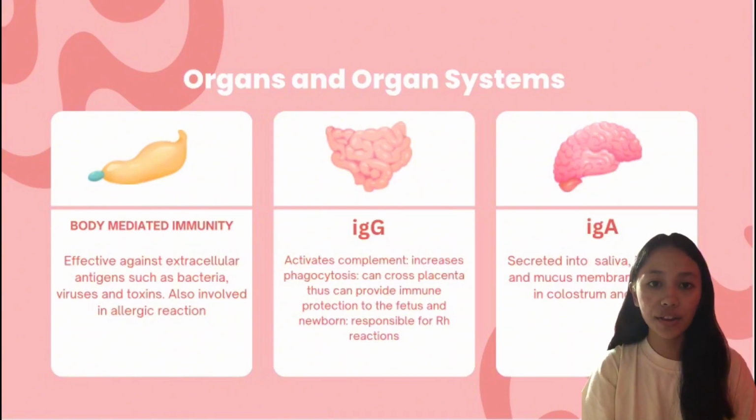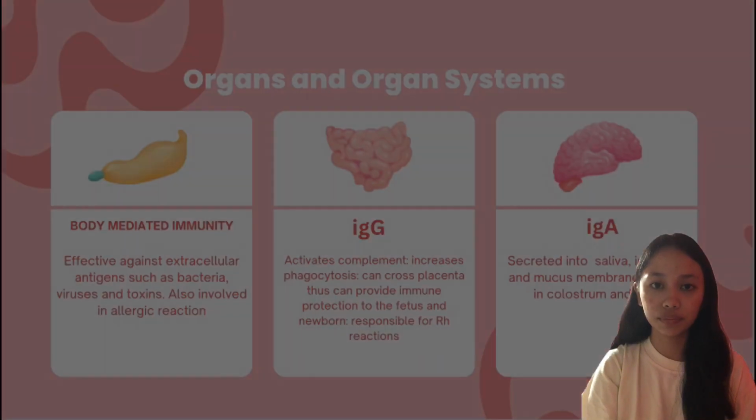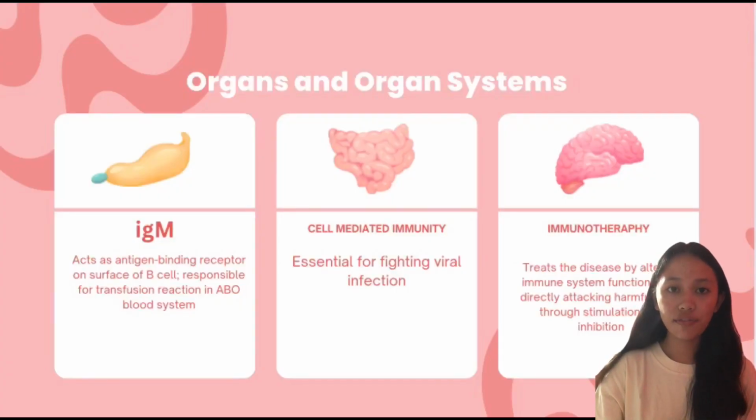Next, let's define what immunoglobulin A, also known as IgA, is. It is secreted in saliva, tears, and mucous membranes, and is found in colostrum milk. And next, let's define what immunoglobulin M, also known as IgM, is. It acts as an antigen-binding receptor on the surface of B cells and is responsible for transfusion reactions in the ABO blood system.